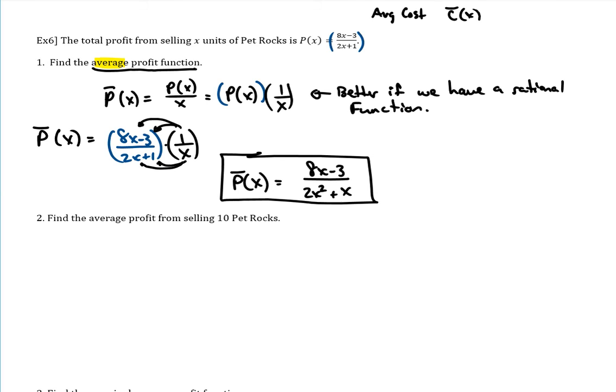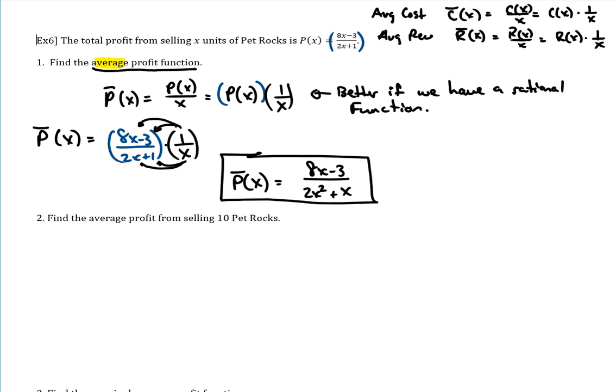Whenever you see average blank, average cost is another one, which again is just taking your cost function and dividing by x, or if needed, rewriting it using the rational expression 1 over x times the cost. And if they ask for the average revenue, it would be R with the bar equals R of x over x, and one more time, if needed, we could rewrite that as R of x times 1 over x.